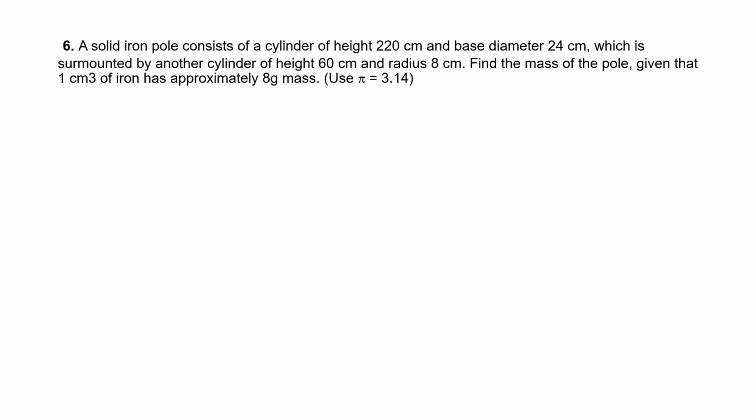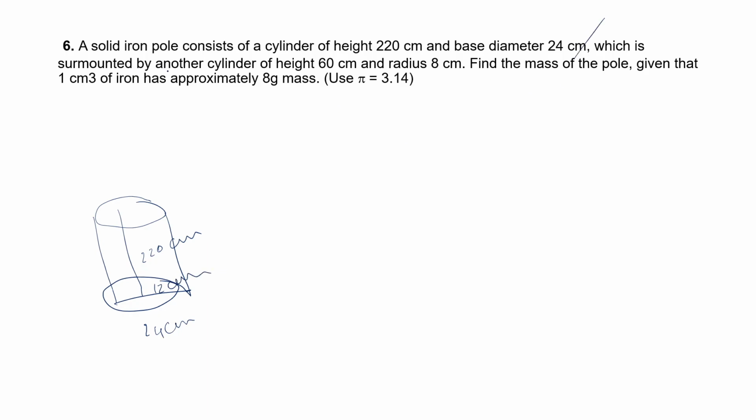Okay, next one. A solid iron pole consists of a cylinder of height. There is an iron pole, like the electrical poles. It is in the shape of a cylinder of height 220 centimeter and base diameter, please note that, 24 centimeter. So the radius will be 12 centimeter. Up to this your question is over.